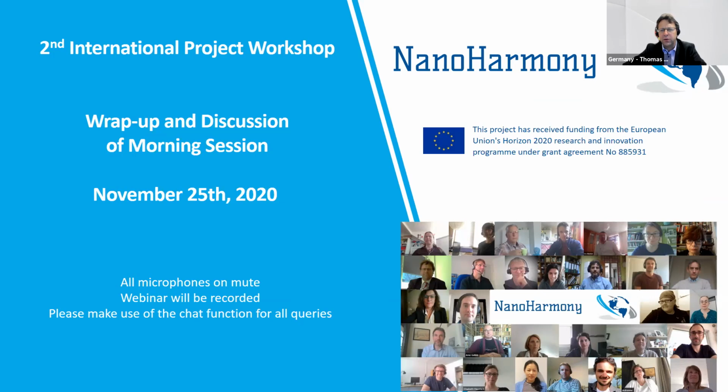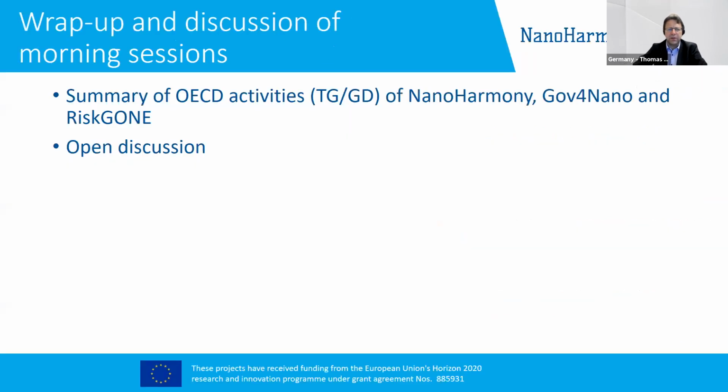And that means that we have to have that in our mind in the future as well, to get that well coordinated and in a manner that it's manageable and not overflowing all the people being active at the WPMN, WNT, or at the OECD. So with that, the summary is pretty easy. I will not go into very much detail. There was a very good overview of all the OECD activities of NanoHarmony, Go4Nano, and RISCON. And we will have an open discussion.